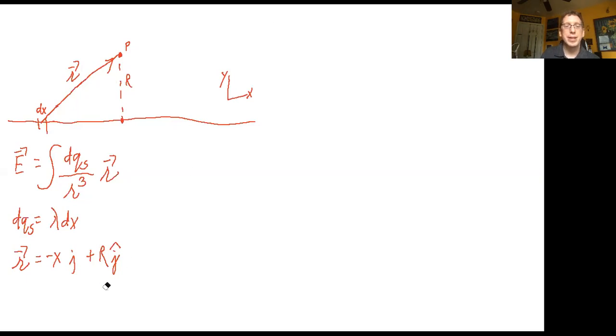Let me rewrite that. So it's negative x i hat plus capital R j hat. So that's the r vector. And that's what goes in here. And then you want to find the magnitude of this vector. Well, that you find from the Pythagorean theorem, that the magnitude is equal to the square root of negative x squared, which is simply x squared, plus capital R squared. So that comes from the Pythagorean theorem. So that's the magnitude of this vector.